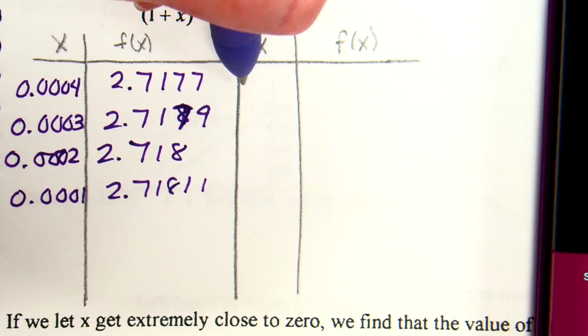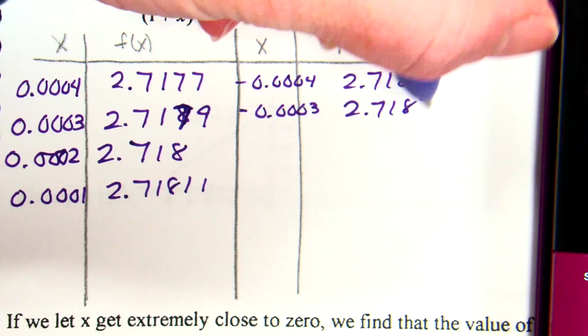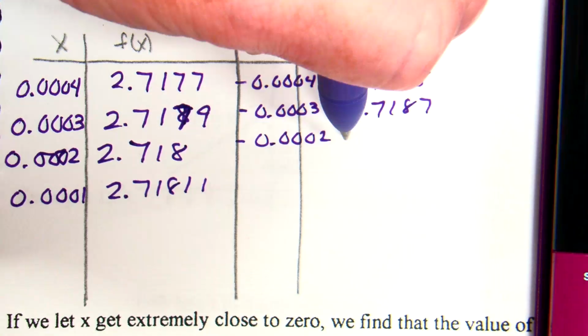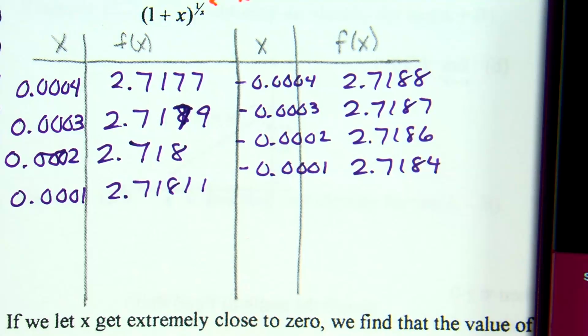If I put some negatives on the other side, negative 0.004 is 2.7188. Negative 0.003, 2.7187. Negative 0.002, 2.7186. Negative 0.001 was 2.7184. Okay. And obviously at 0 there is an error, right? But does that chart show us what we're getting closer to? And as I said, if we really wanted to, we could go another decimal place.